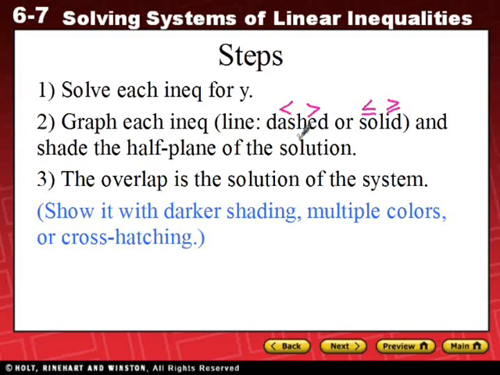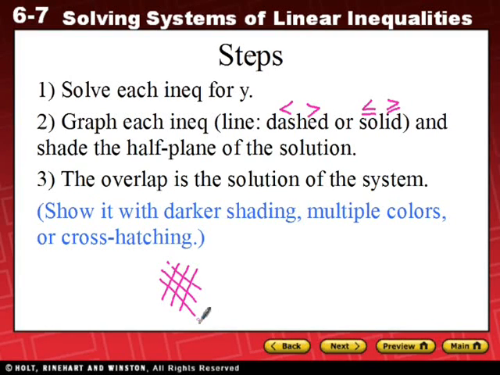The overlap is the solution of the system. If there's no overlap, there's no solution. But that's only going to happen when lines are parallel. So don't worry about that quite yet. We'll get there though. You can show that overlap with either darker shading, multiple colors, or cross-hatching. That means lines going one way, and then the other way. That's cross-hatching. Let's give it a try. Grab your graph paper.